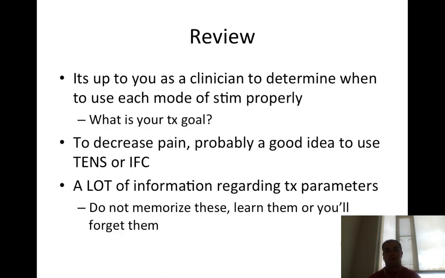It is up to you as a clinician to determine what mode of stim to use and when. What is your treatment goal? To decrease pain, it's probably a good idea to use TENS or IFC. There's a lot of information regarding treatment parameters. Do not memorize them. Learn them, or you'll forget them.